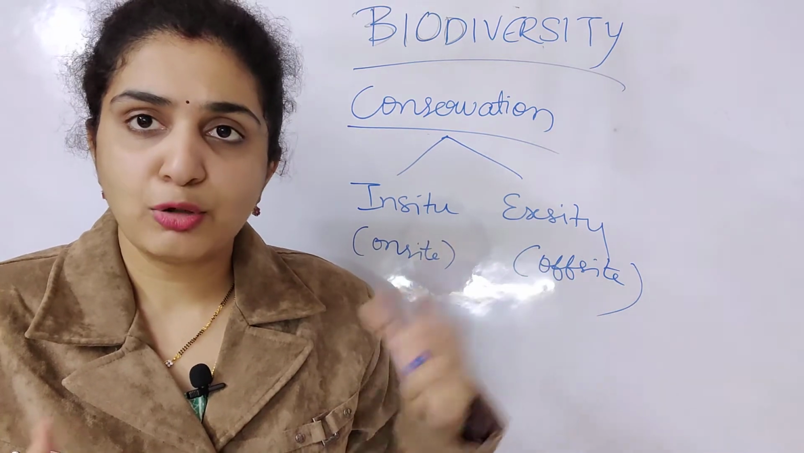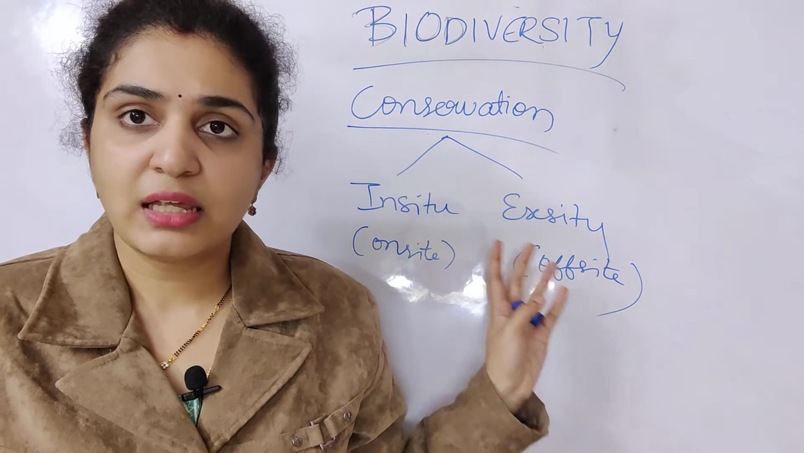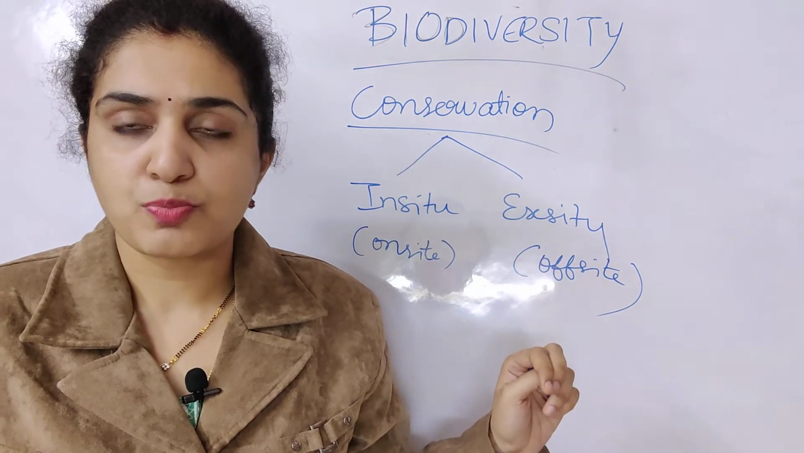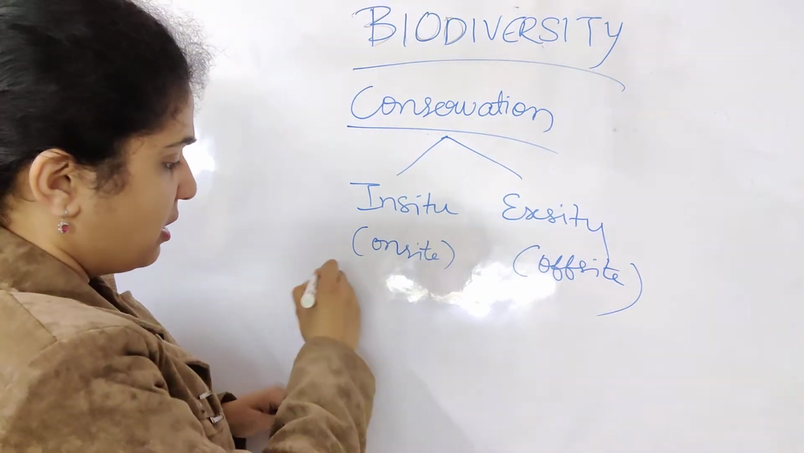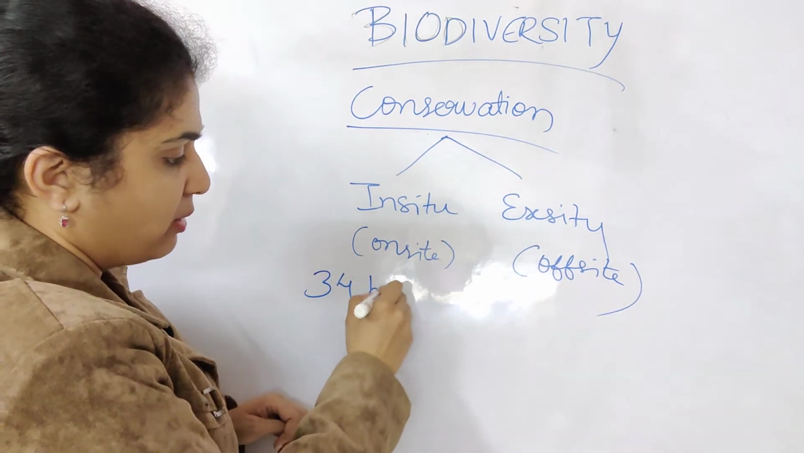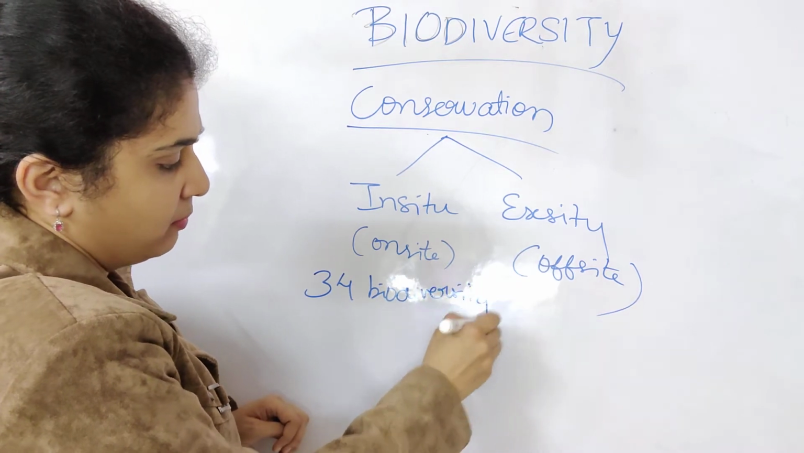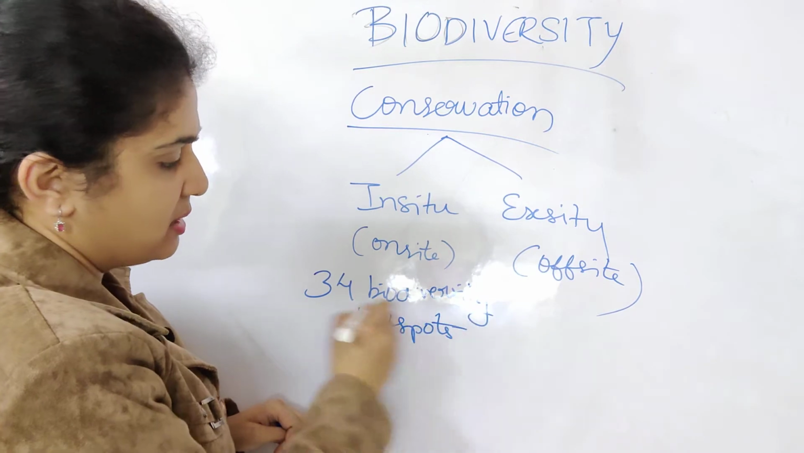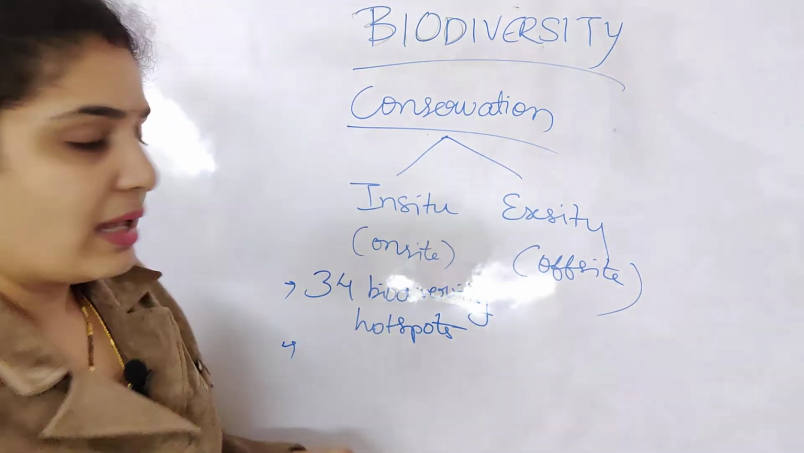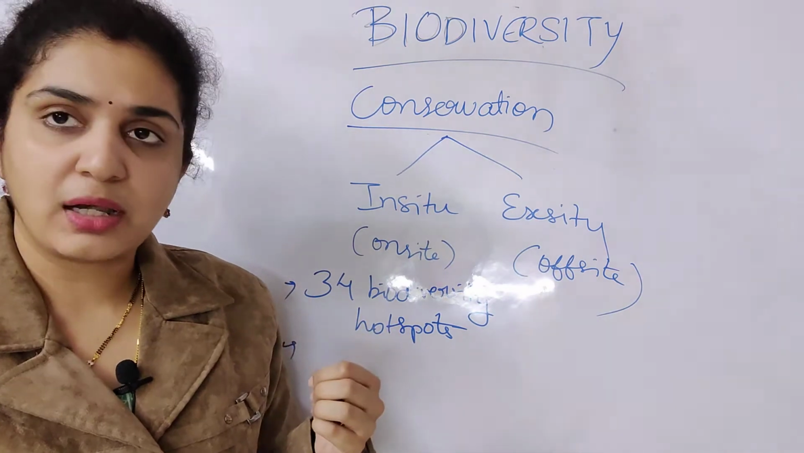So basically, when you talk about in situ conservation, you first think about the biodiversity hotspots. How many biodiversity hotspots are present? There are usually 34 biodiversity hotspots seen in the environment. Before, there used to be only 25, now it has increased to 34.